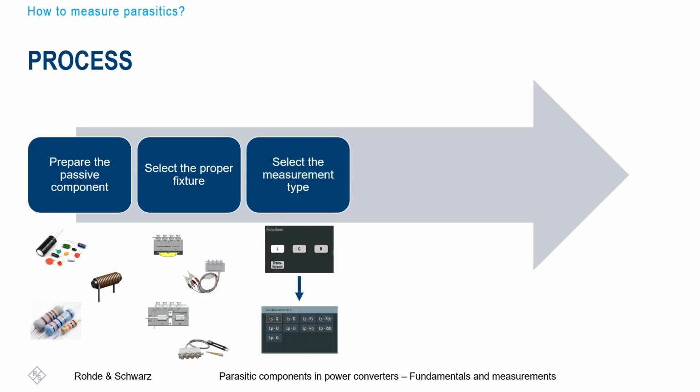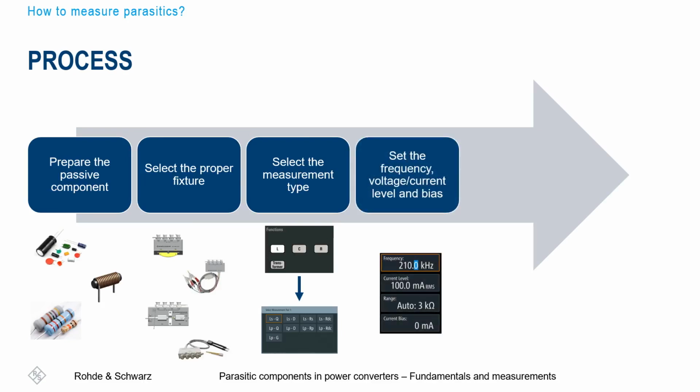After this, we select the measurement type. Depending on the type of parasitic element being measured, we select the appropriate measurement mode on the LCR meter. So, for example, if we are measuring the parasitic inductance, we select the inductance measurement mode. Then we set the operating point. In this case, we set the frequency, the voltage or current level, and the voltage or current bias. This is in order to resemble the actual application that we are using this DUT for.